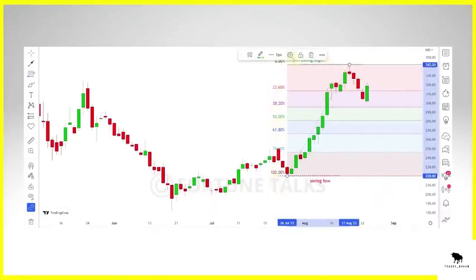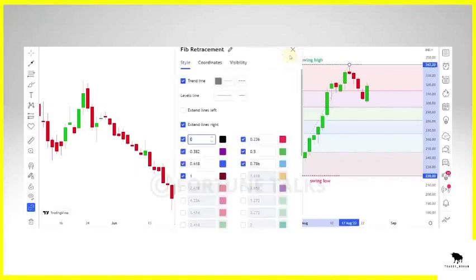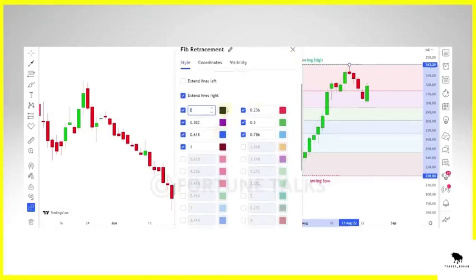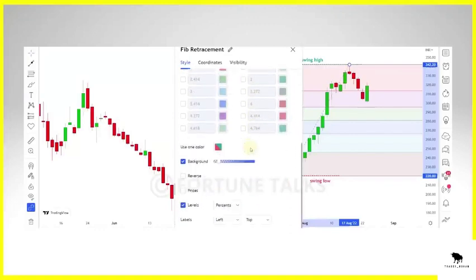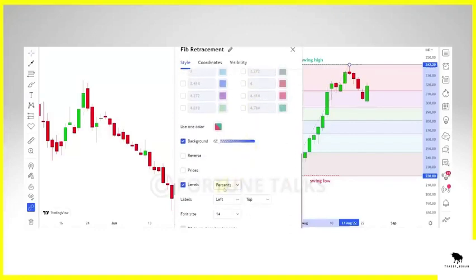Now you can always go to the settings to adjust the parameters, colors, appearances and all that. You can also change the levels in terms of whether we want them in decimal values or percentages. I personally like to keep it in percentages.